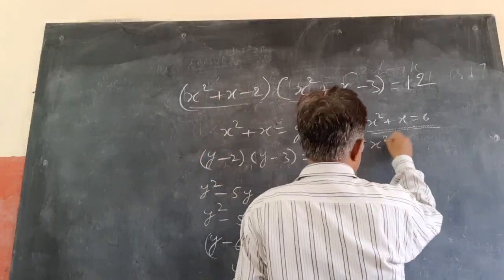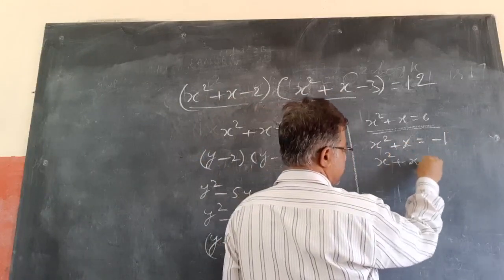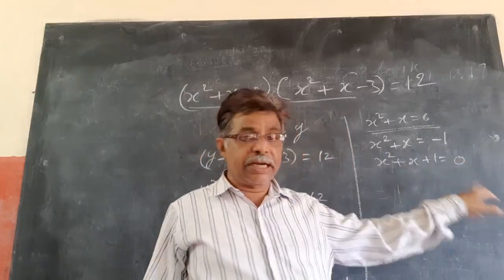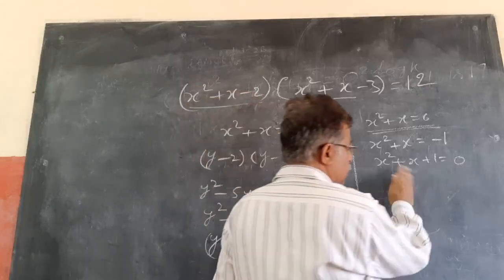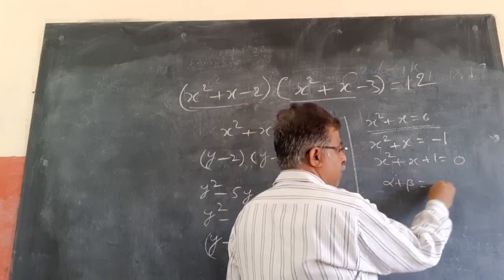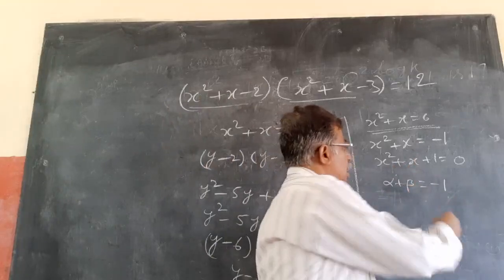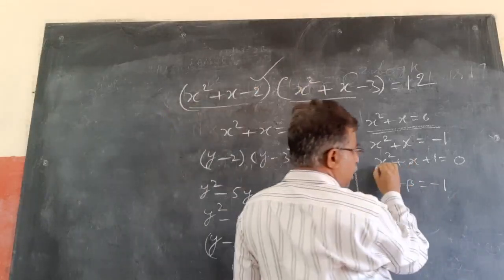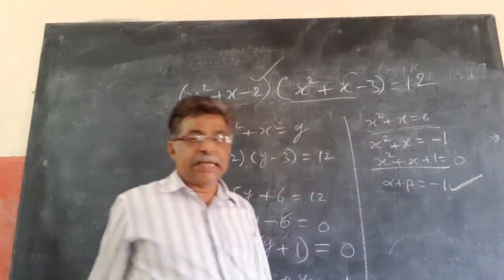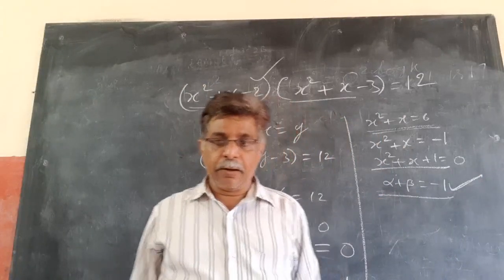So I need to take x square plus x equal to minus 1. So it becomes x square plus x plus 1 equal to 0. Now it is containing non-real roots, both conjugate to each other. So if it contains 2 roots alpha and beta, the sum of the roots is minus 1. So the sum of non-real roots of the given equation is alpha plus beta equal to minus 1.